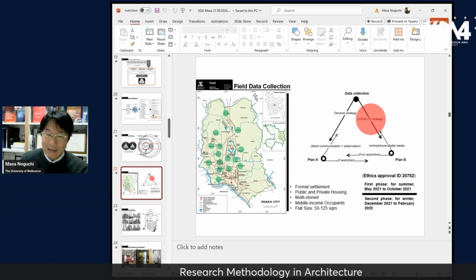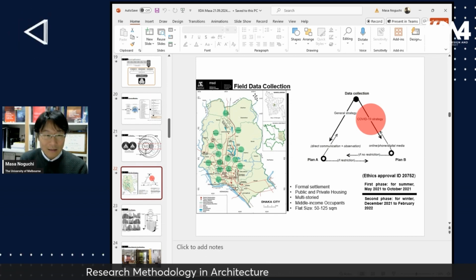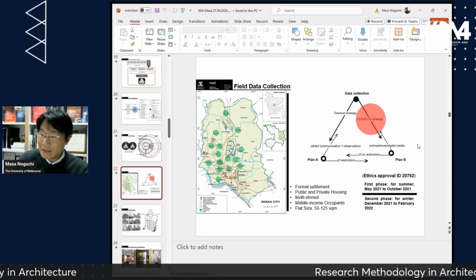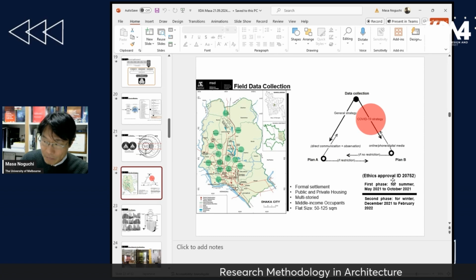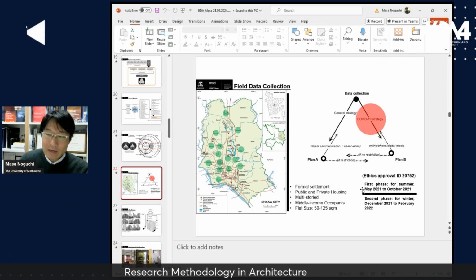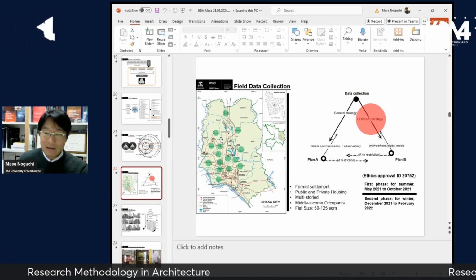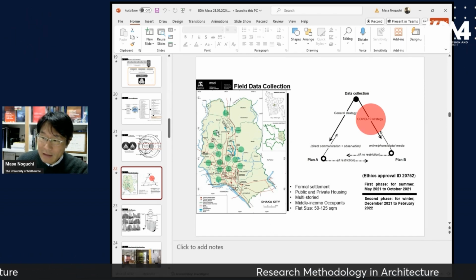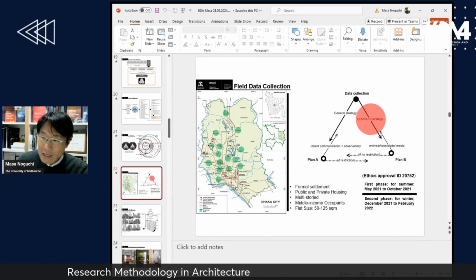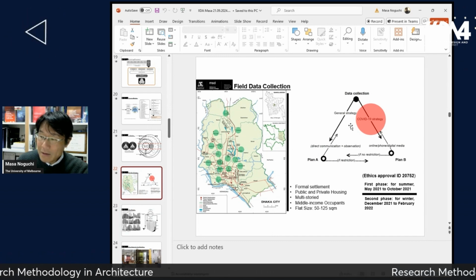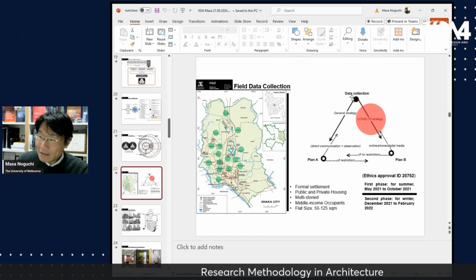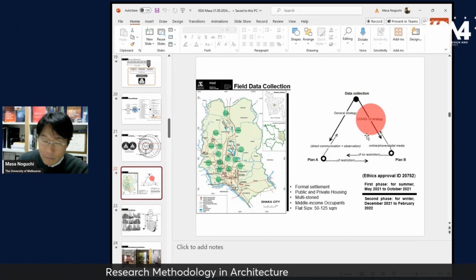Anyhow, this is the field data. He did a literature review, and he actually visited the sites after ethics approval. After ethics approval, he was allowed to visit the site to collect information. This is Dhaka City, and these green dots are indications of where he actually visited. But at the time, there was COVID, and he needed to have COVID-19 strategies.